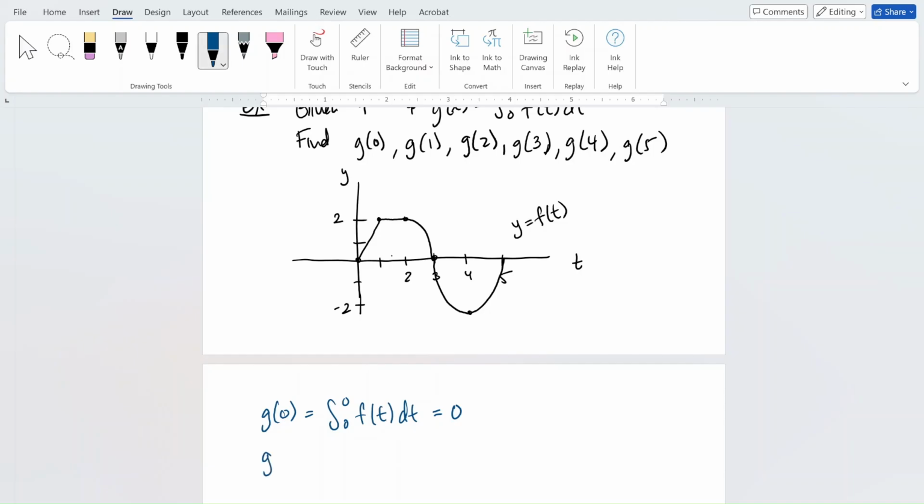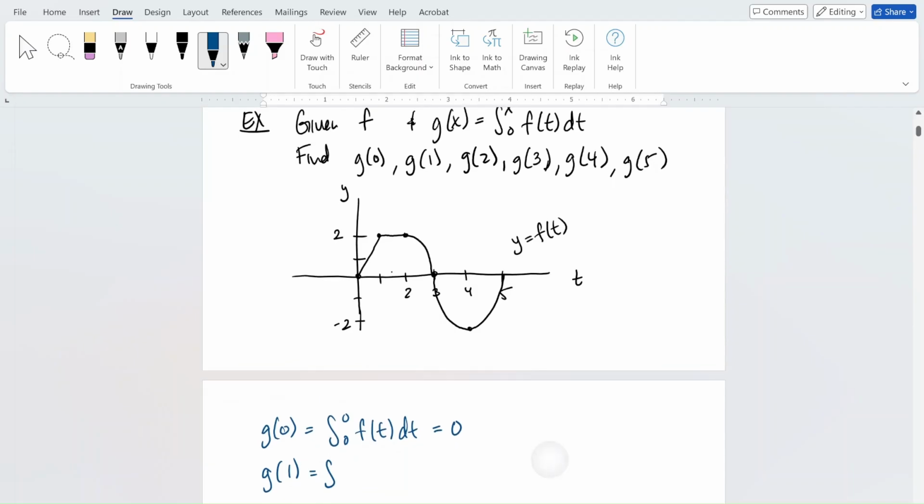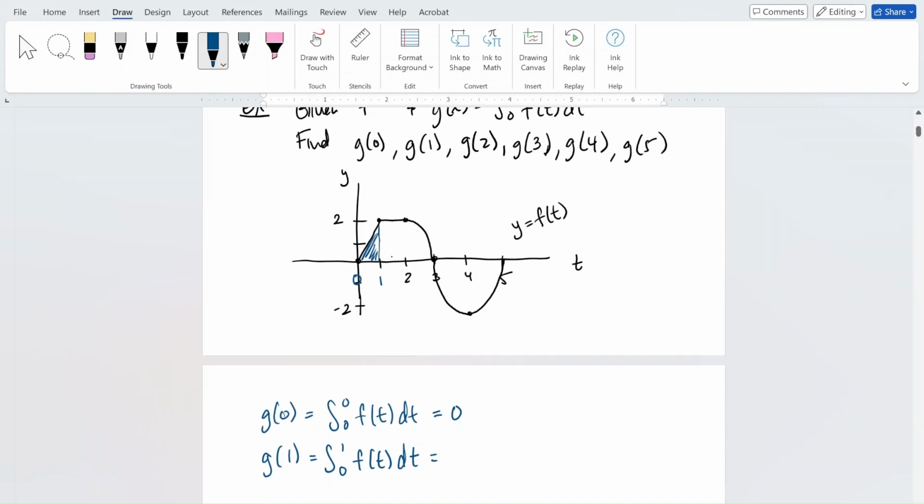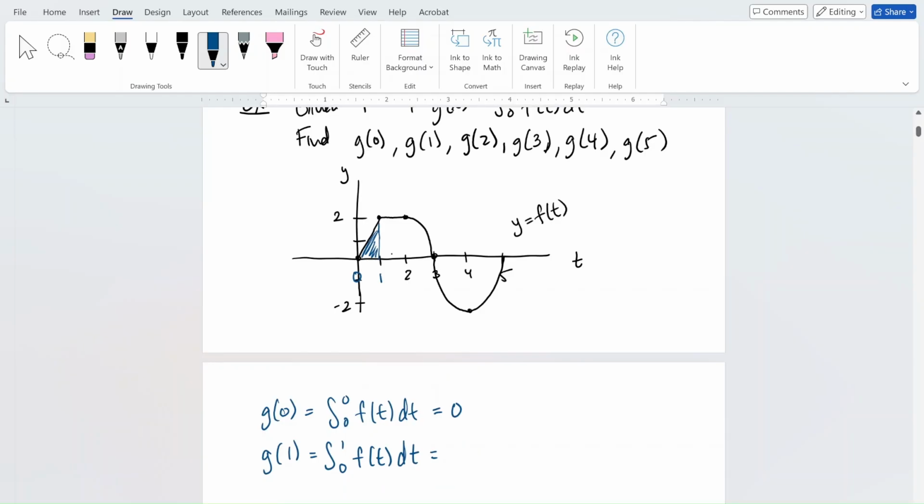G of 1 would be the integral from 0, I'll scroll up so we know what g of x is defined as, from 0 to x, which is 1 in this case, of f of t dt. When you do that, if I look at the image, I'm going from 0 to 1, and I want the shaded region right here. You'll notice that this is just simply a triangle. Because we're thinking of area under the curve, especially since I don't have the specific function for f right now, I could just think of it as 1/2, the base of that triangle is 1, times the height, which is 2, so I get 1. So g of 1 is just 1.